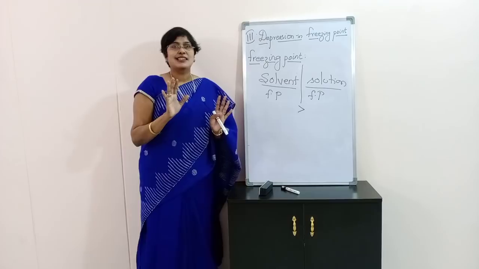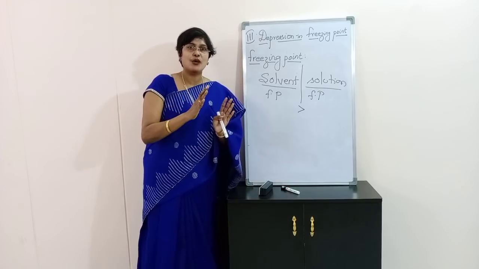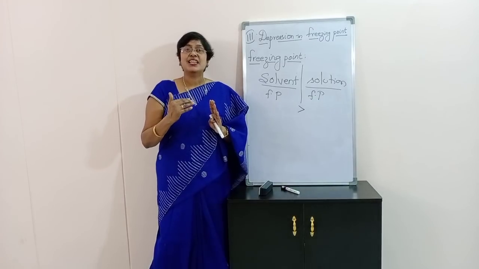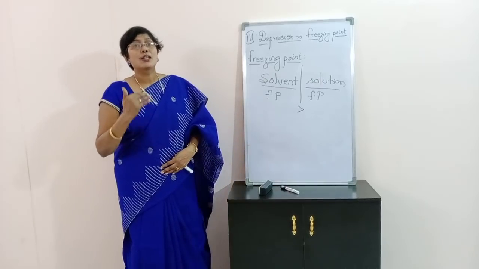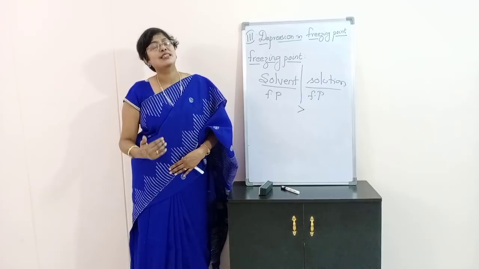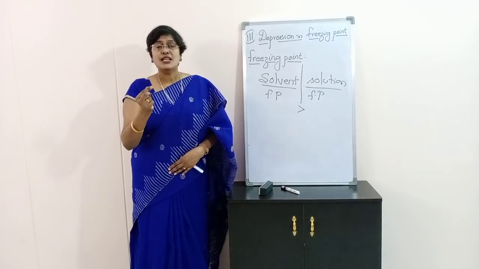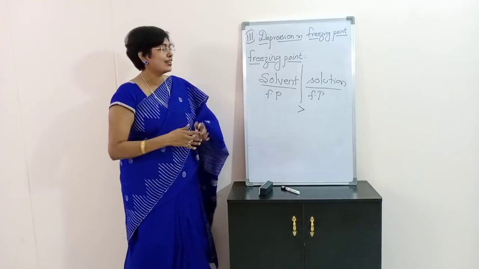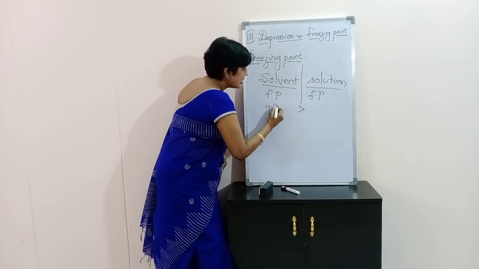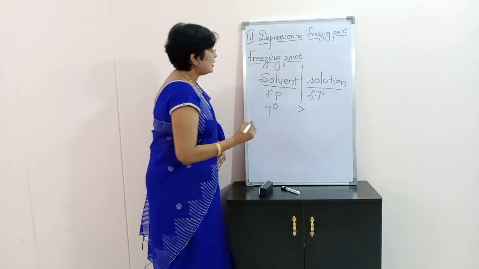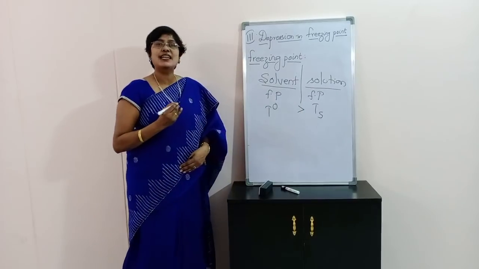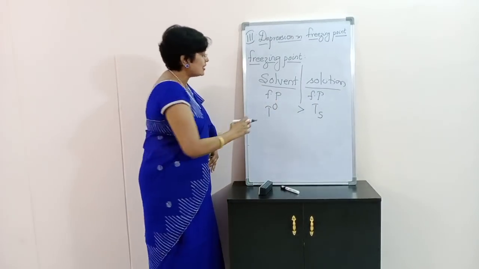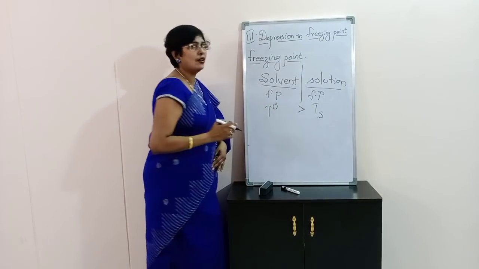So just before your eyes, just imagine water and salt solution. Water freezes at 0°C. We all know that, right? But the solution doesn't freeze at 0°C. We need to lower the temperature more and more, then only it starts freezing. So therefore, the freezing point of the solvent is greater than the freezing point of a solution. Clear, students? Very good. Now, the freezing point of the solvent I denote with T naught. The freezing point of the solution I denote with TS. So now you all understood. T naught is greater than TS. This is the freezing point of the solvent. This is the freezing point of the solution.